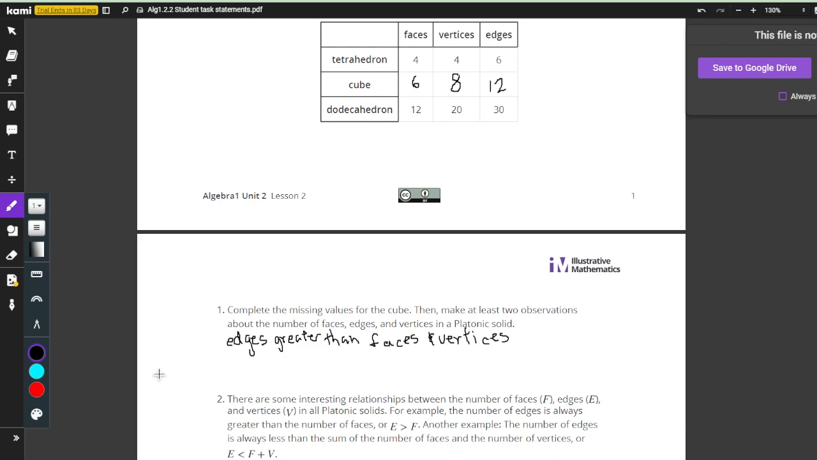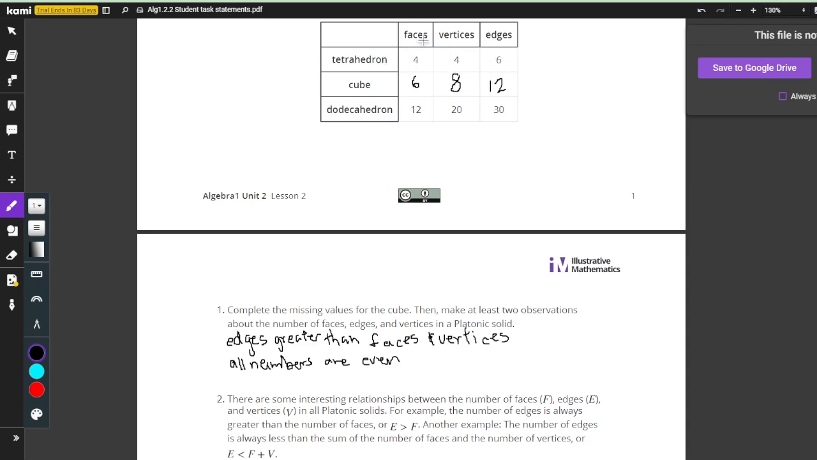What else do we know? We know that if you take a look, all the numbers are even. Okay, what else we got? What else can we see? We know that if we add these up, we get something.